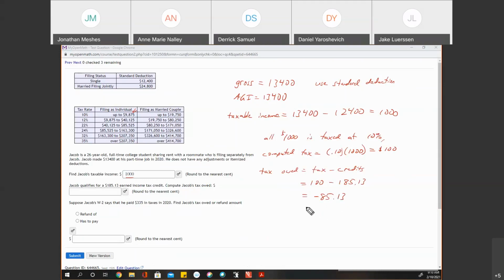$85.13. Which means that in this example, Jacob doesn't owe the government money, the government owes him money. So the taxes that he's supposed to pay for the year are negative $85.13. Jacob's W-2 said he paid $335 in taxes. He was not supposed to pay any taxes, and he paid $335. So the government needs to give him back his $335 and also give him the $85.13 that he's getting from his credit.